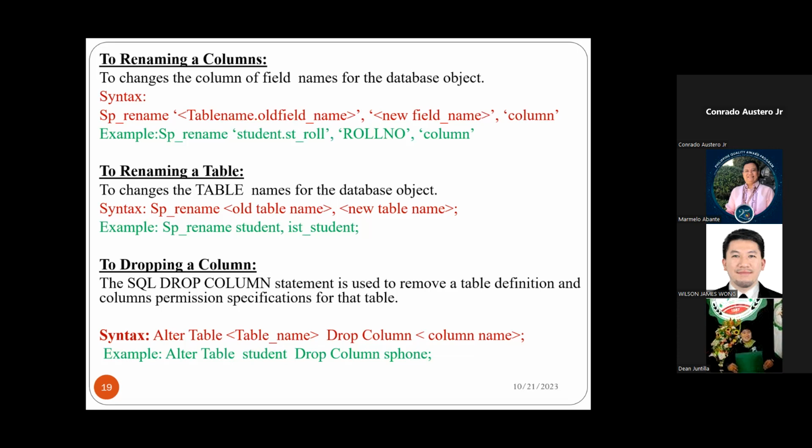Dropping a column: the SQL DROP COLUMN statement is used to remove a column definition and column permission specifications for the table. The syntax is: ALTER TABLE table_name DROP COLUMN column_name. For example, ALTER TABLE student DROP COLUMN sphone.